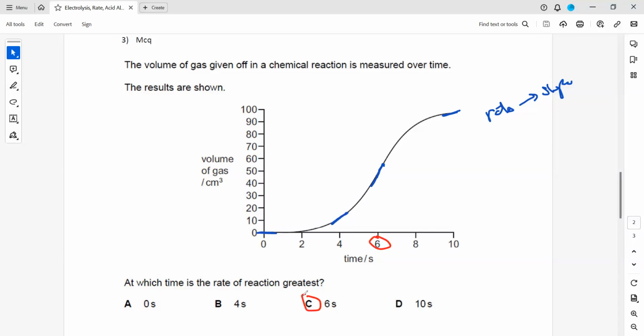So the steeper the graph, the greater the slope of the reaction, the faster the rate. You just have to check which part of a graph is steeper, that will have a higher rate.